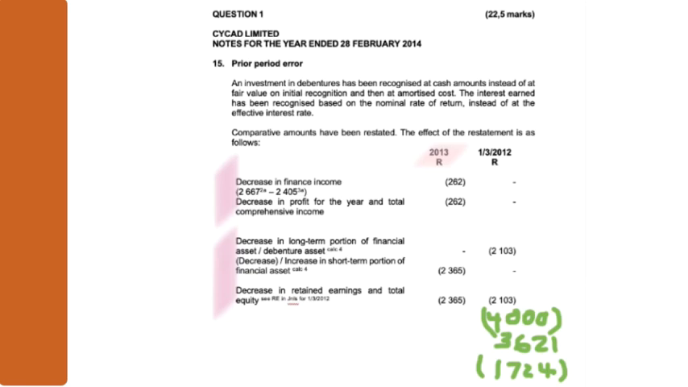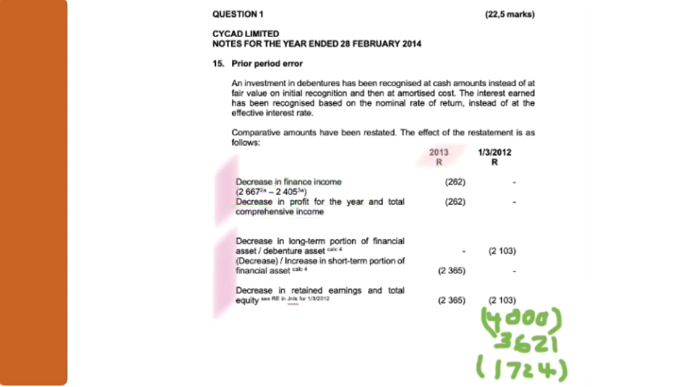So if we start with the SPLOCI items, the first item that is affected is finance income. Now, there's a difference between what was done and what should have been done in 2013. We need to say whether it's an increase or a decrease. Finance income had to decrease. That is a decrease in profit for the year as well. That is why it's in brackets. And you also need to show those line items. Decrease in profit for the year and total comprehensive income.